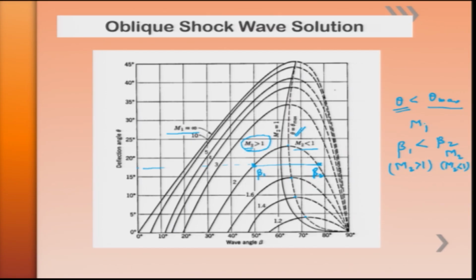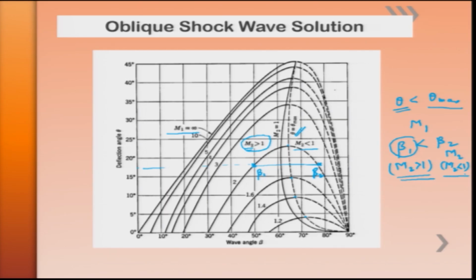The solution for beta 1, for which the downstream Mach number is still supersonic, we call the weak solution. That means the oblique shock generated here is weak in nature, whereas when the downstream Mach number is subsonic for the higher wave angle, this solution is called strong, and in turn we can say the oblique shock generated there is a strong oblique shock.